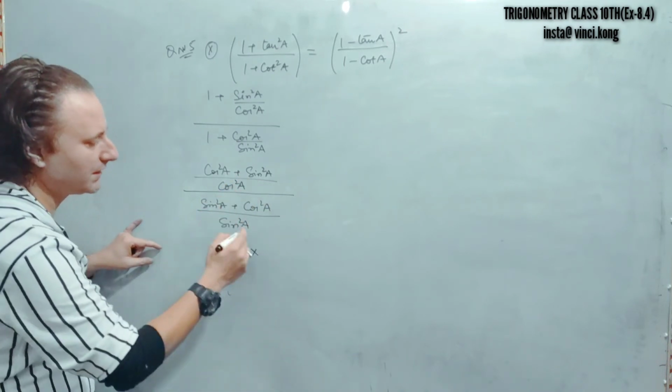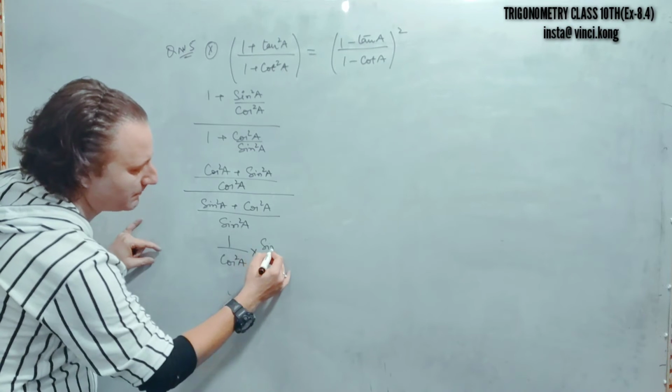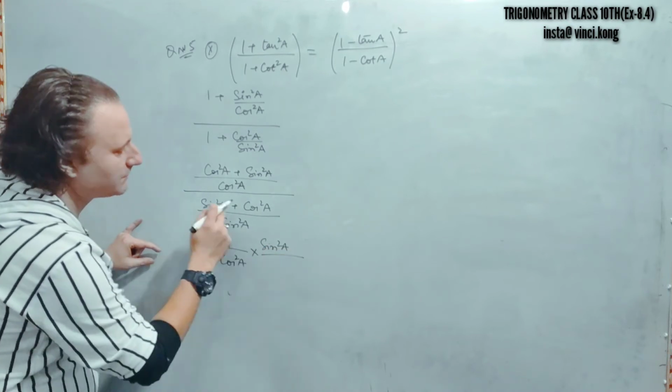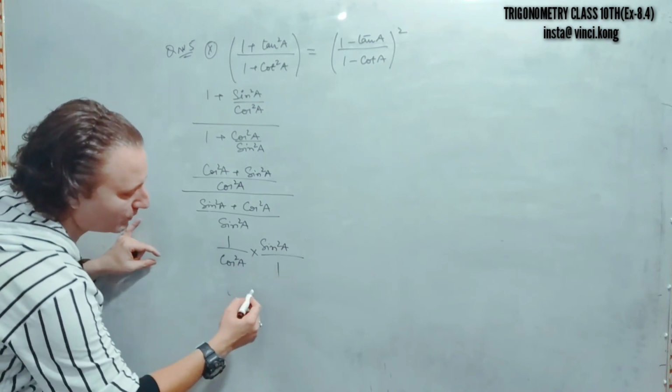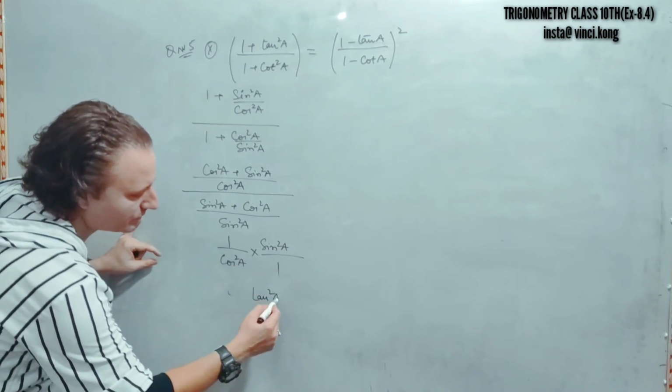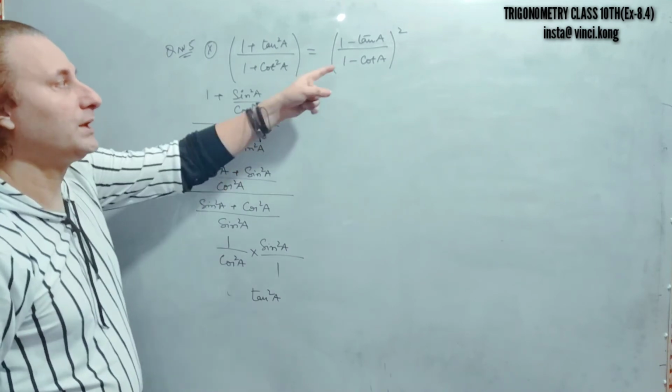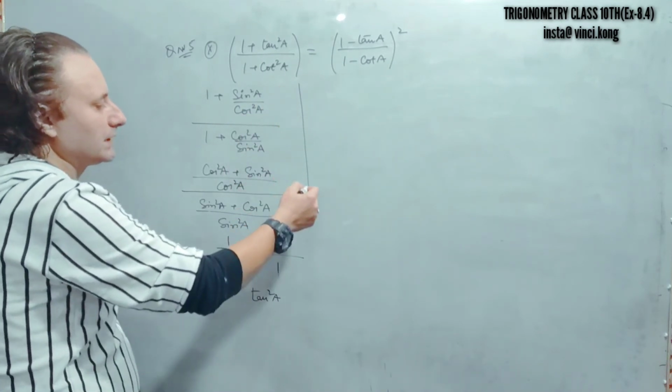I'm just reciprocating it, so this sine square A comes up. Sine square A plus cos square A is 1. So it is sine square A upon cos square A, that is tan square A. But I don't have that here. So let's solve this as well.